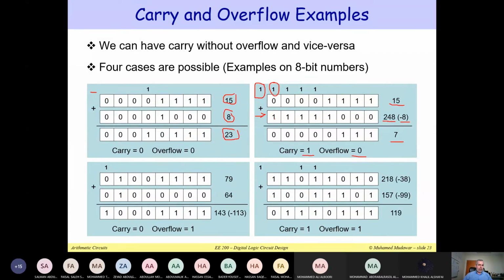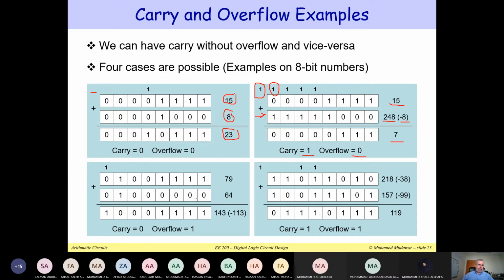So when you are adding numbers of opposite sign, you can never have overflow. Okay. So that's also something that you can always check, verify. So you can never have overflow when you are adding two numbers of opposite sign. In the third example, I have overflow, but there is no carry.